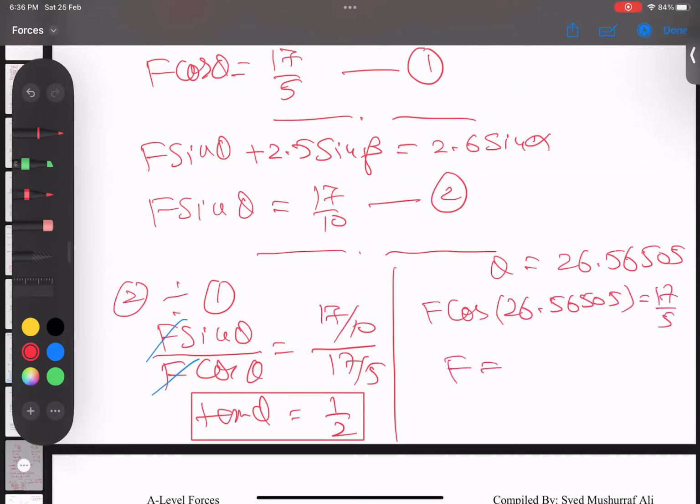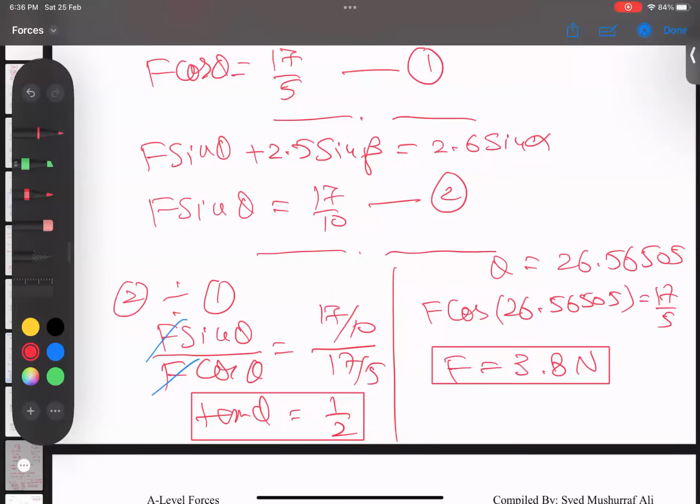If I find from here, let's try to get it. Cos of the angle, and then, for example, let's check. 17 divided by 5 is already there, and divide by what? Cos of the angle 26.56505. Alhamdulillah Rabbil Alameen. So F is coming 3.801 Newton. So I hope the point is very clear.